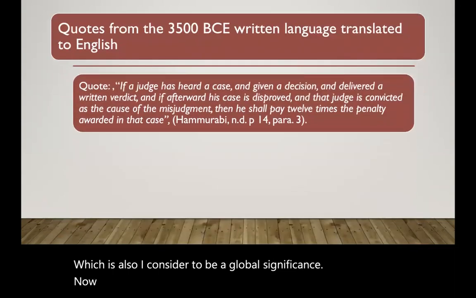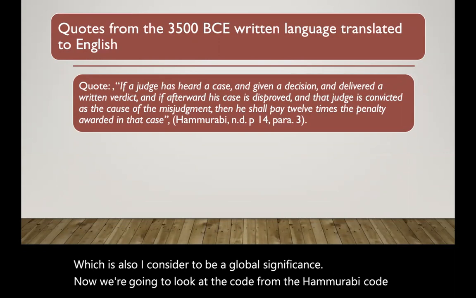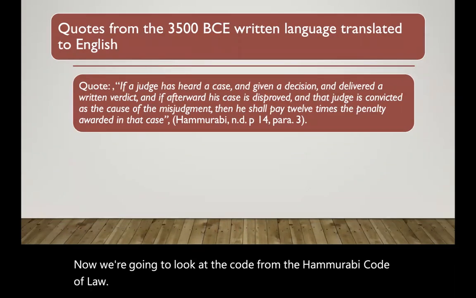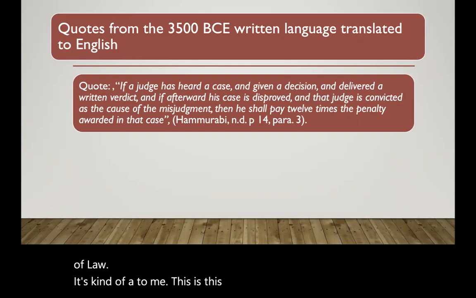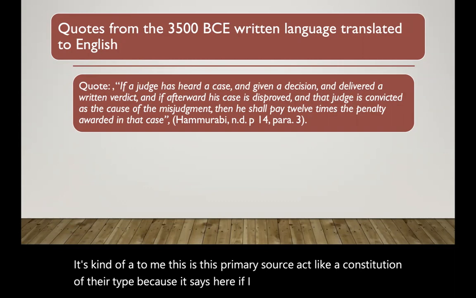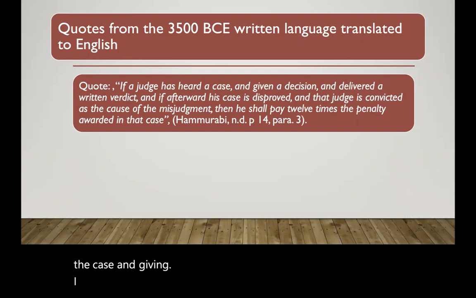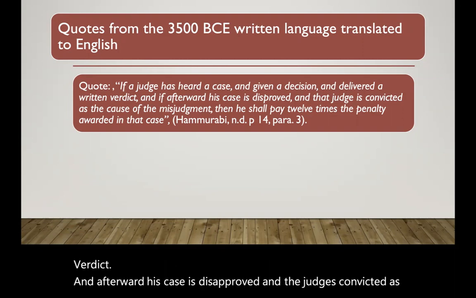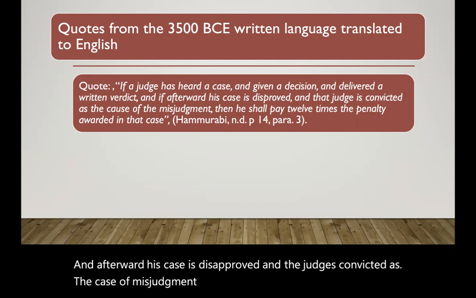Now we're going to look at a code from the Hammurabi Code of Law. To me, this primary source acts like a constitution of their time, because it says here: if a judge has heard the case, given a decision and delivered a verdict, and afterward his case is disproved and the judge is convicted of misjudgment, then he shall pay 12 times the penalty awarded in the case.